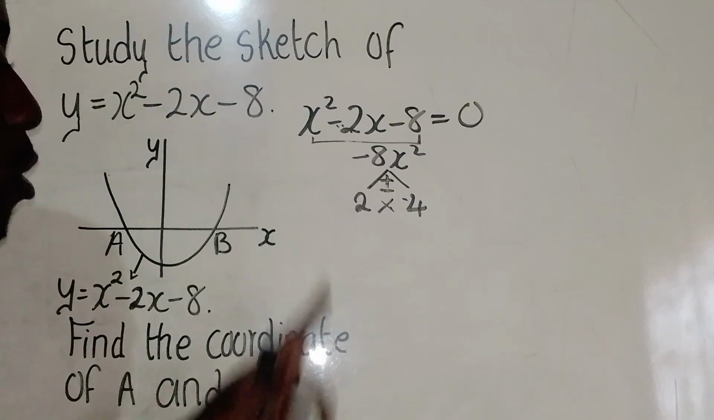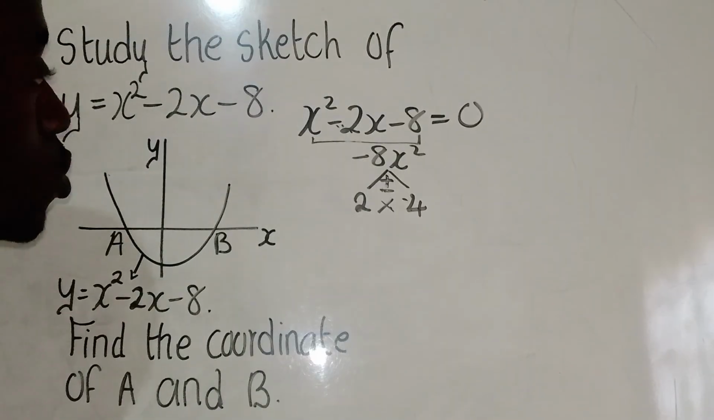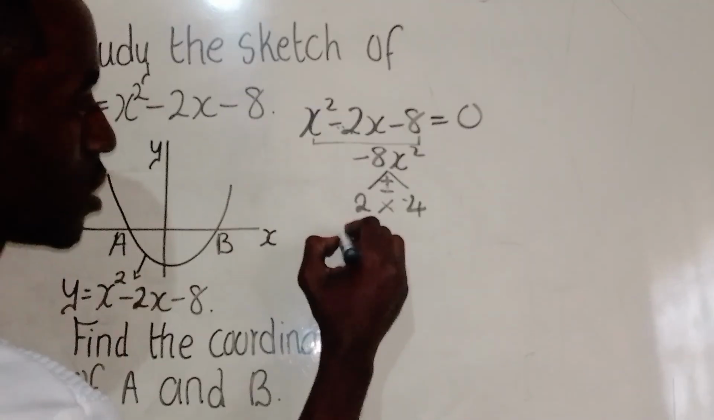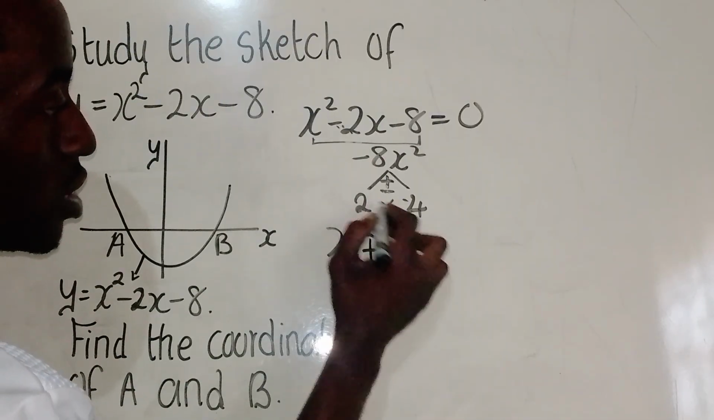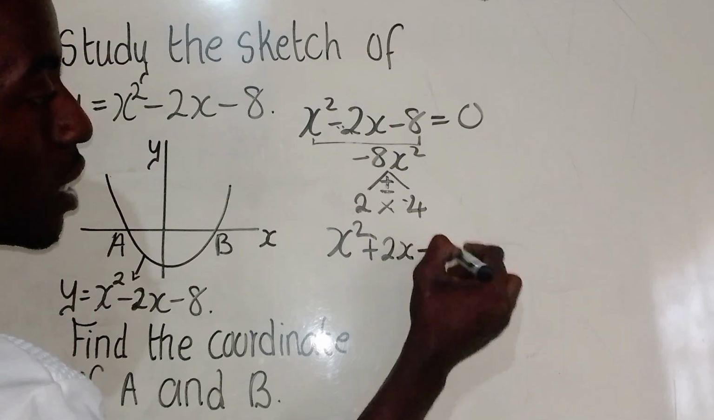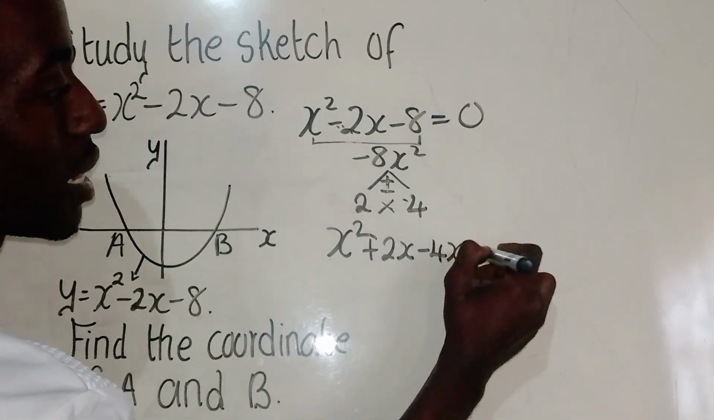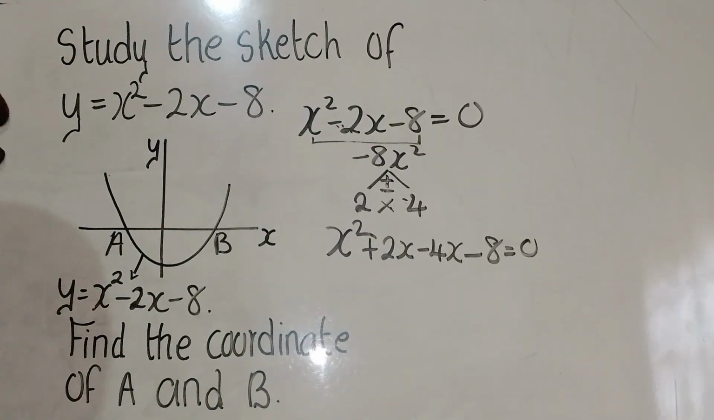I hope you are following. Now from there, we pick these two numbers, then we replace them where there is negative 2. So this x will come like this, and then here we put positive 2x. Now here there is negative 4, you put negative 4x. Now you put negative 8 there, equal to 0. I hope you are following.